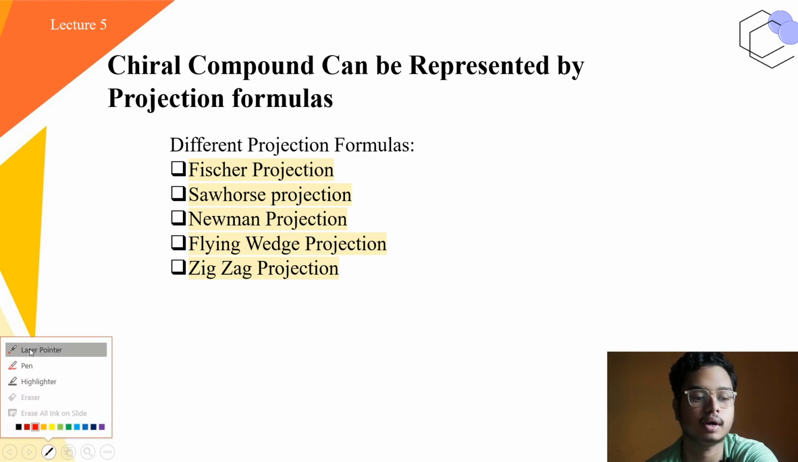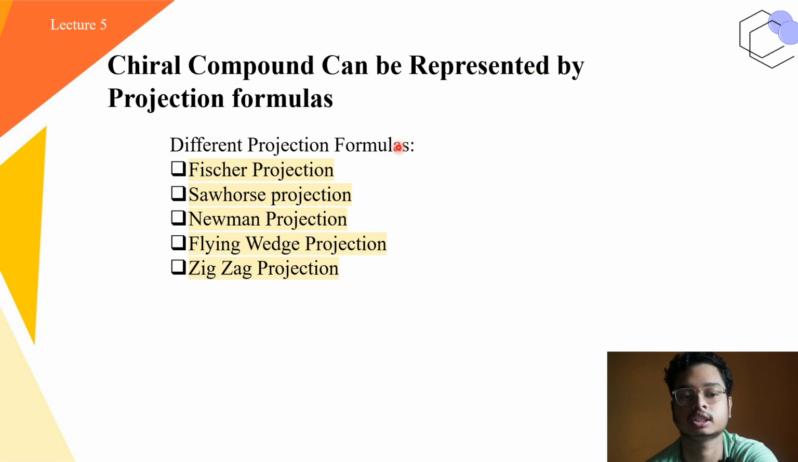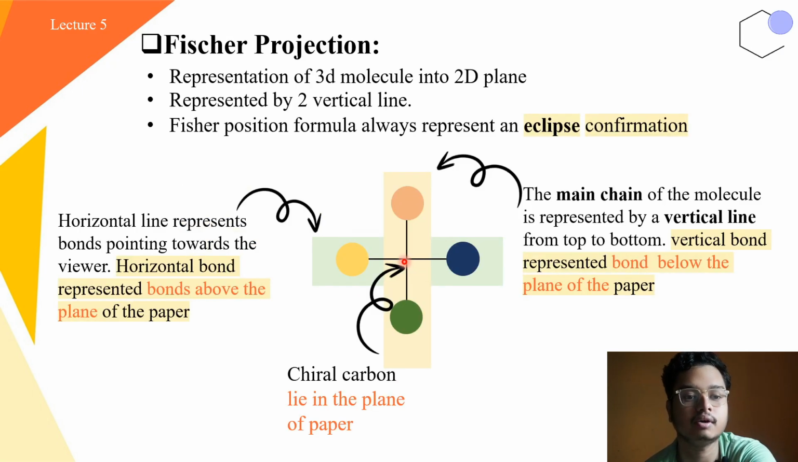So basically the widely used projection formulas are the Fischer projection formula, Sawhorse projection formula, Newman, flying wedge and Zig Zag projection formulas. Chiral compounds can be represented by these projection formulas and it will be very interesting. Okay, now first talking about the Fischer projection formula.